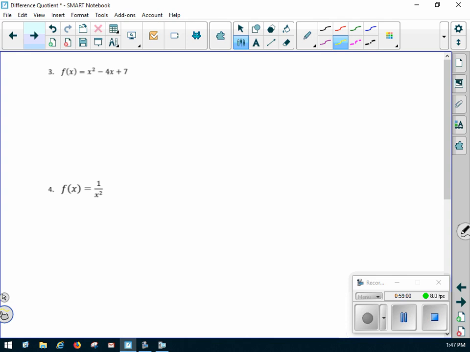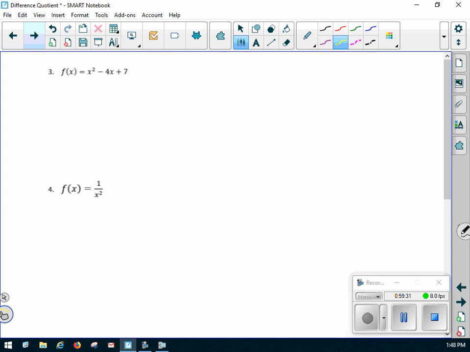Number 3. Hey, we need to do these last 2. Let's go. Number 3. Now remember, when you do f of x plus h, everywhere you saw an x, what are you going to put in its place? X plus h. How many x's do you see? You have to put x plus h in 2 places, because there are 2 x's.